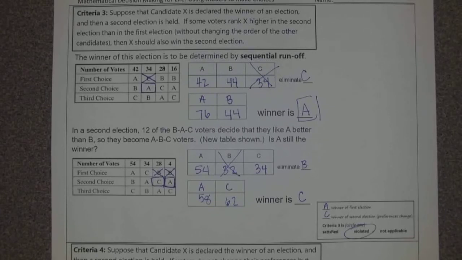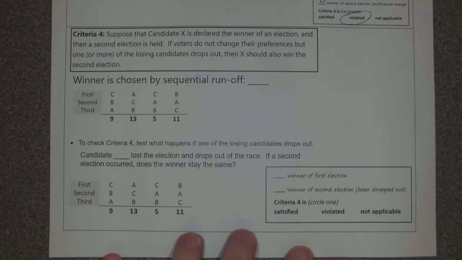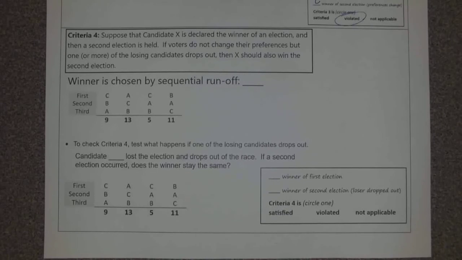Okay, one more criteria here to go over, and then one more last thing after that. So criteria number 4 says, suppose that candidate X is declared the winner of an election and then a second election is held. If voters do not change their preferences but one or more of the losing candidates drops out, then X should also win the second election.